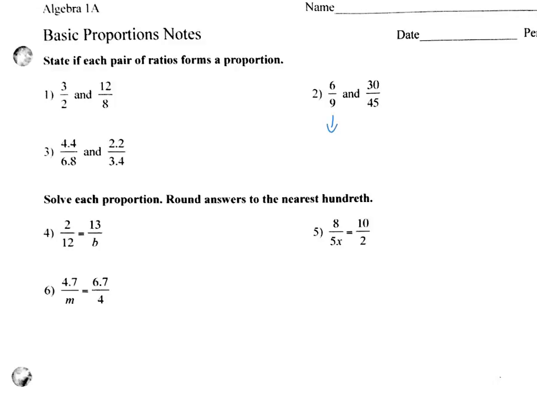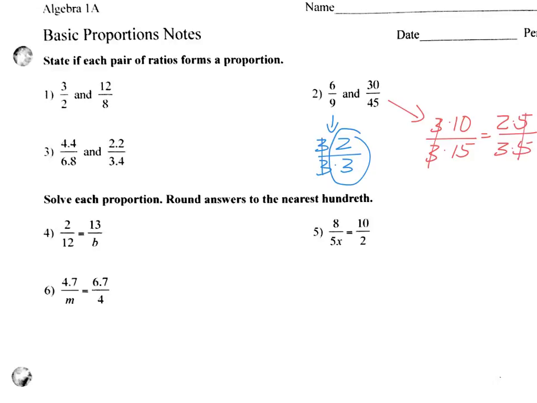So like this one, 6 over 9. 3 will go into 6 2 times. 3 will go into 9 3 times. So the 3's cancel, and that reduces to 2/3. Okay, what about 30 over 45? 3 goes into 30 10 times. 3 goes into 45 15 times. The 3's cancel, and that leaves 10 over 15. But 10 over 15 will reduce. 5 will go into 10 2 times. 5 will go into 15 3 times. The 5's cancel, and we're left with 2/3, and those are equal. Now again, you could have cross multiplied if you wanted to.